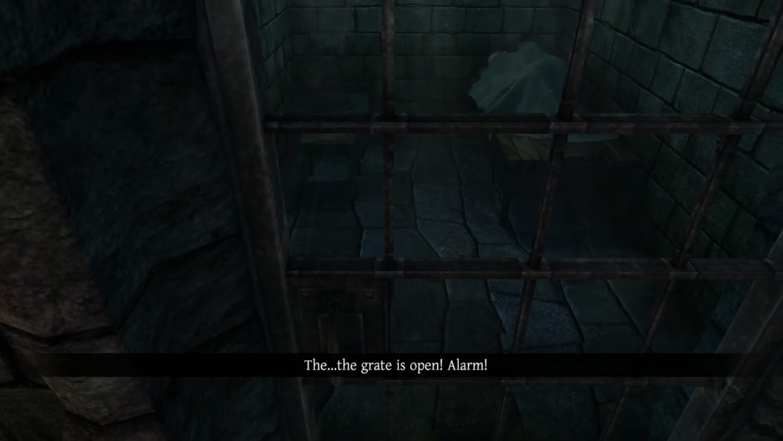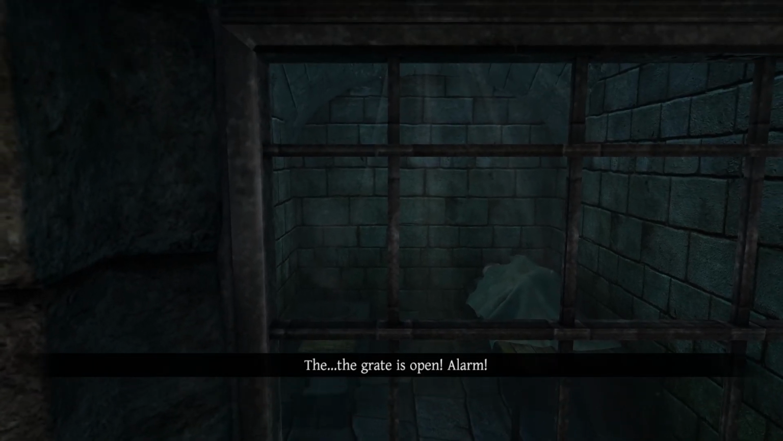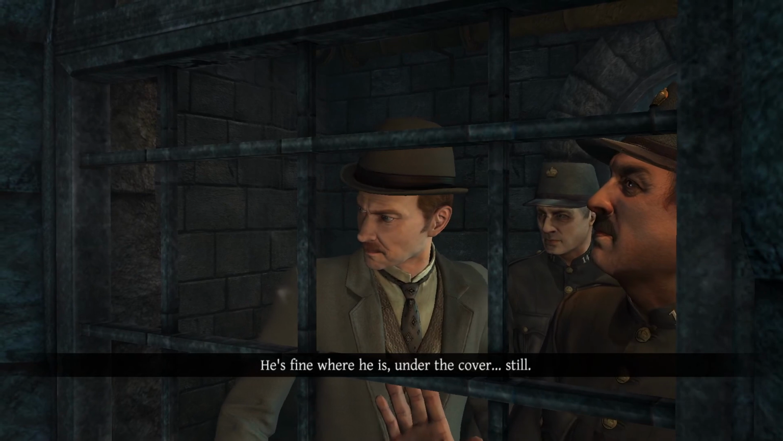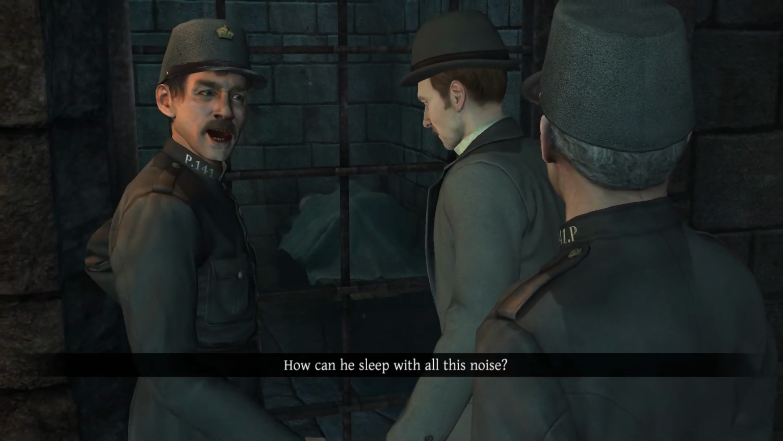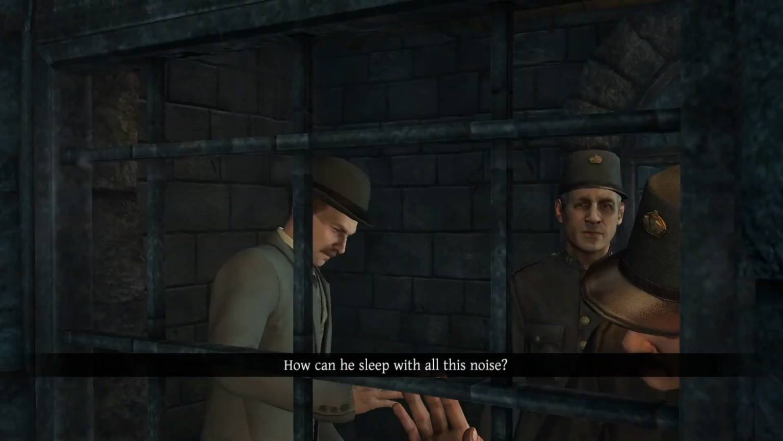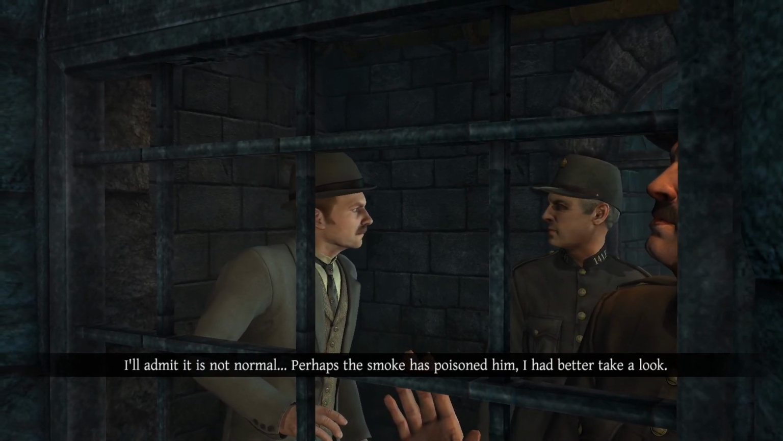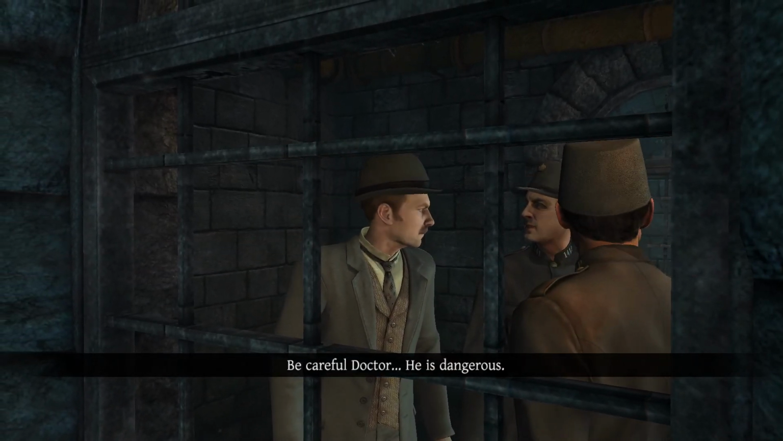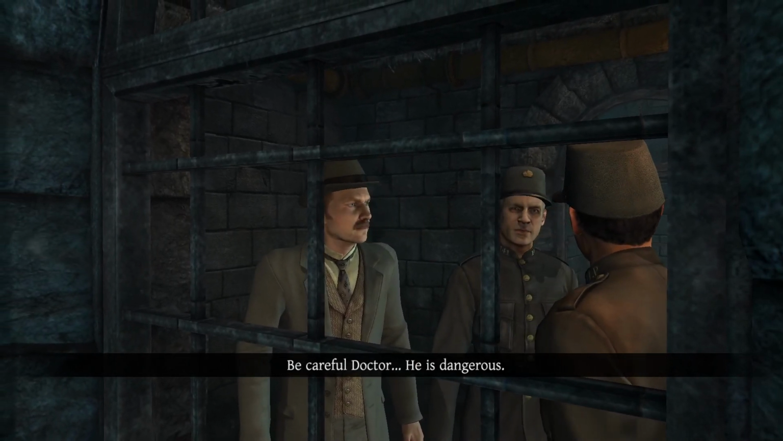The grate is open. This is alarming. He's fine where he is, under the cover, still. How can he sleep with all this noise? I'll admit it's not normal. Perhaps the smoke has poisoned him. I had better take a look. Be careful, Doctor. He is dangerous.